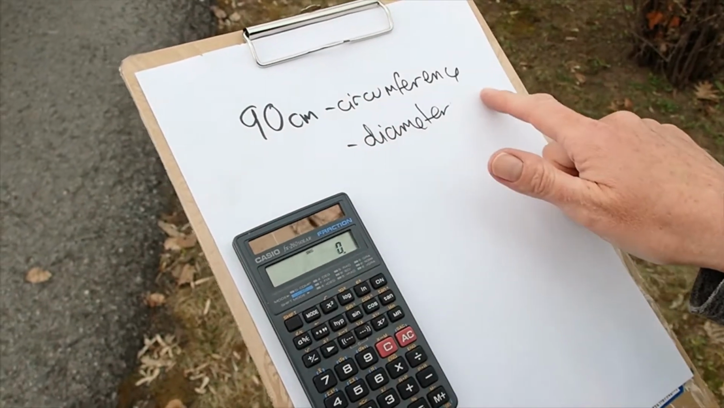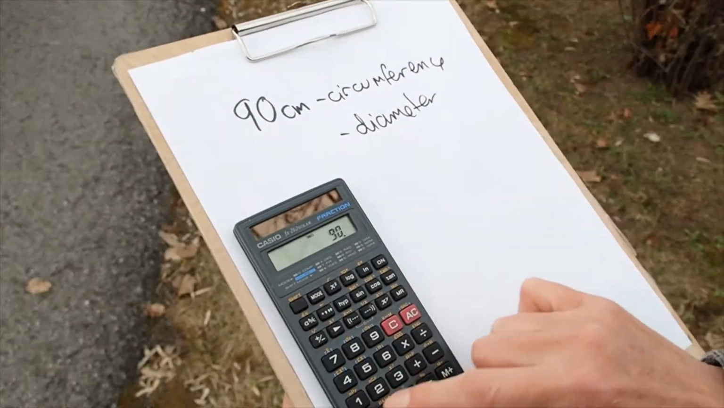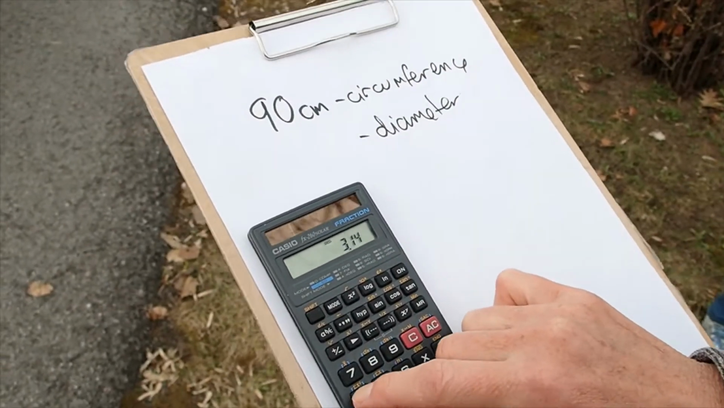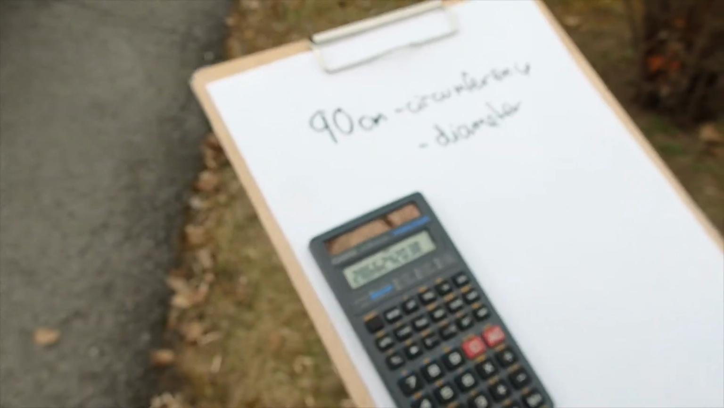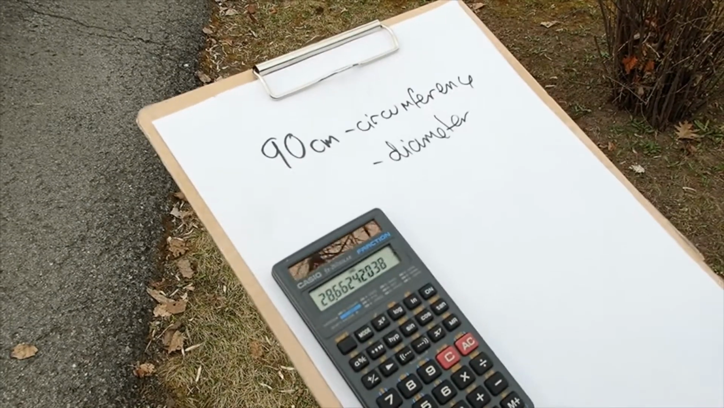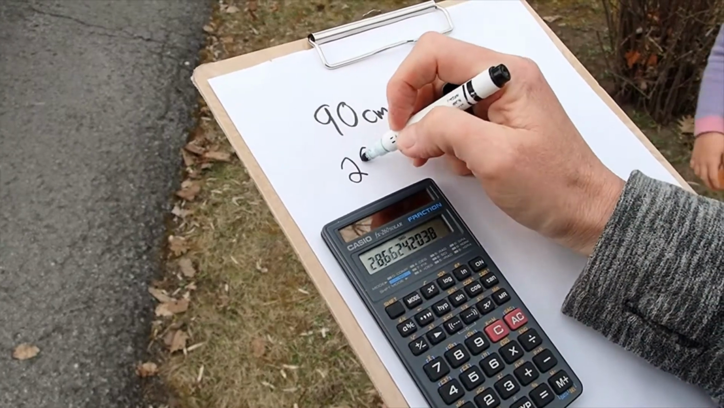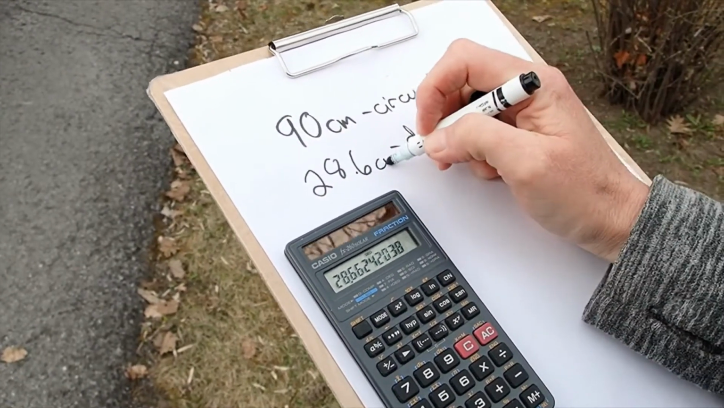So then you take your circumference and you divide it by 3.14, which is pi, and then you get your diameter. So the diameter of this tree is 28.6 centimeters.